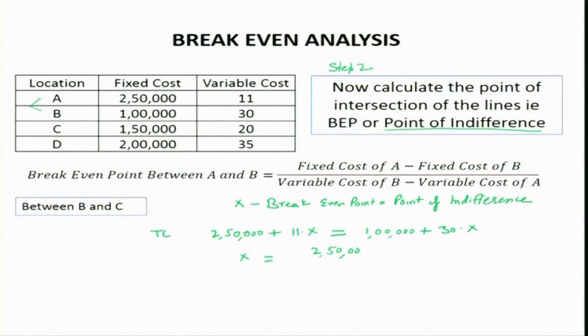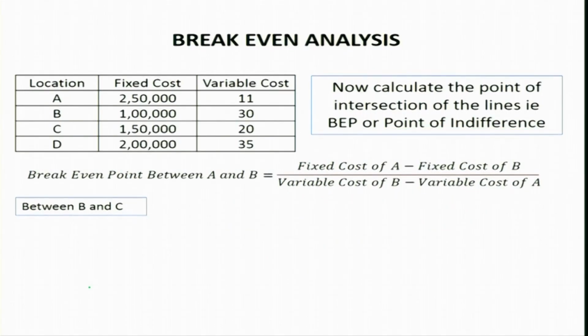So, from this x is equal to 2,50,000 minus 1 lakh, divided by 30 minus 11, that is fixed cost of A minus fixed cost of B divided by variable cost of B minus variable cost of A. So, this is how we can calculate, and this formula has been derived in this particular way only.